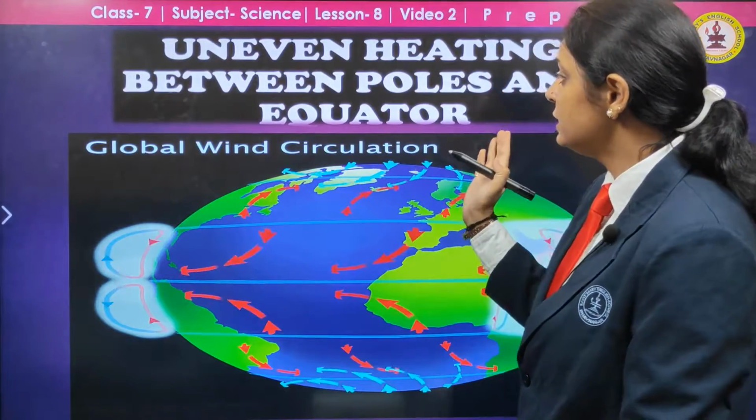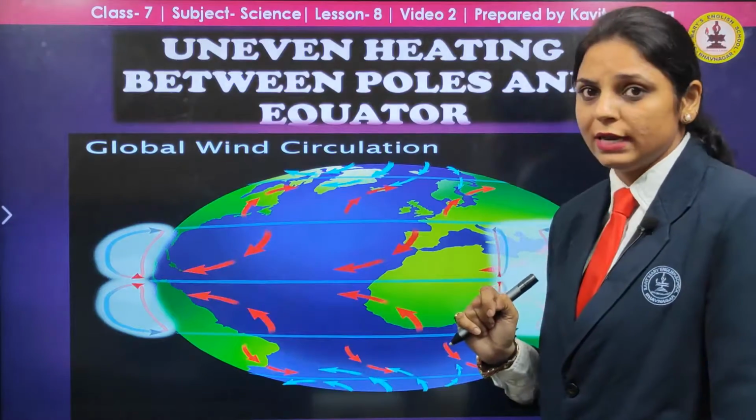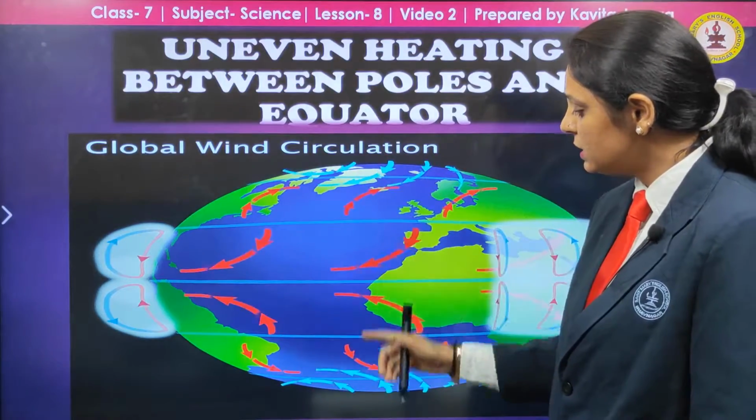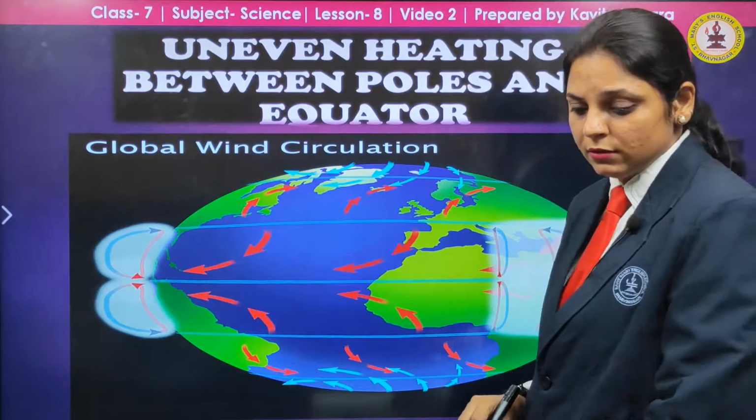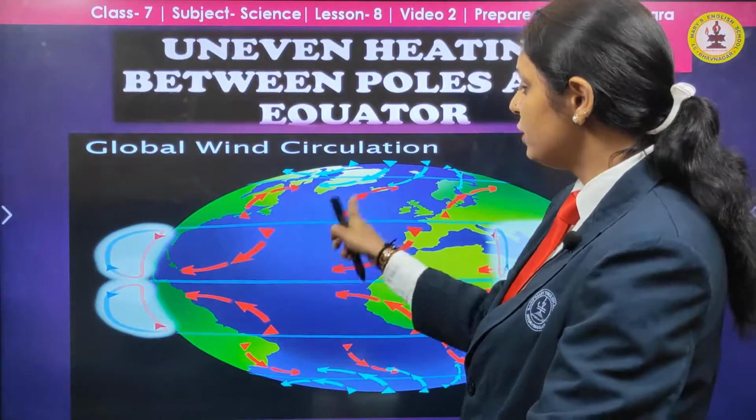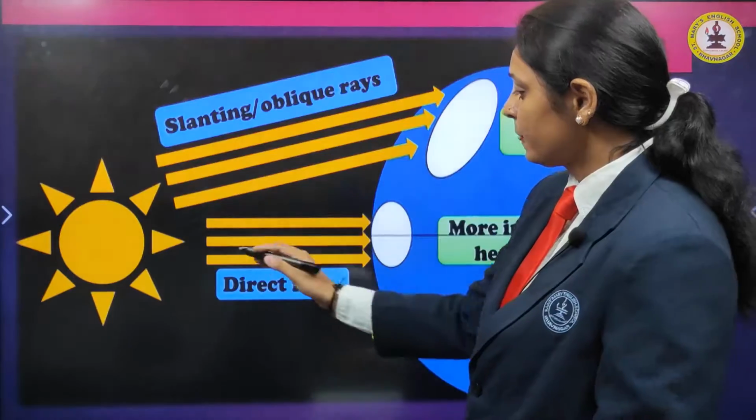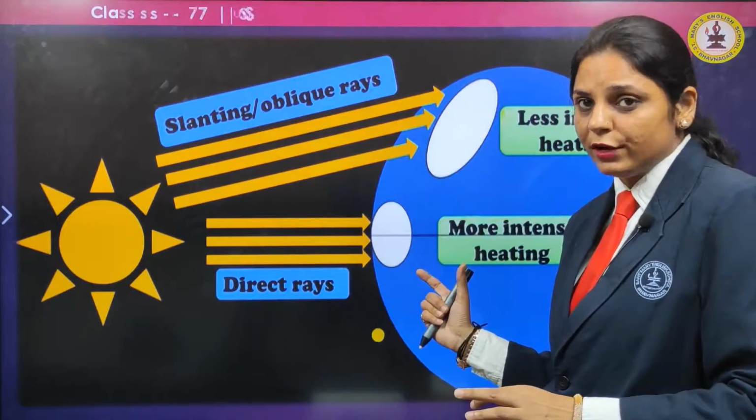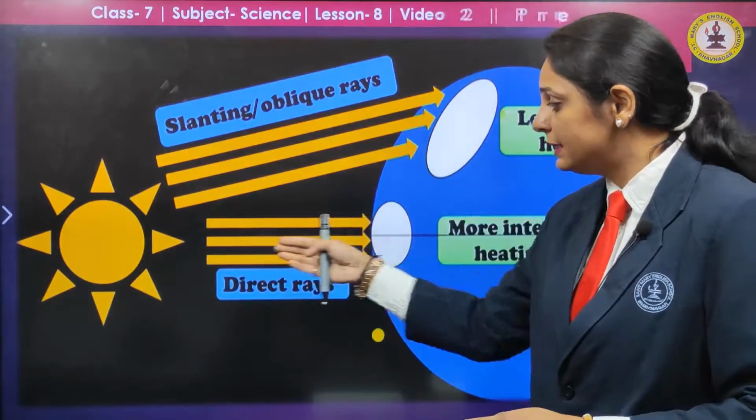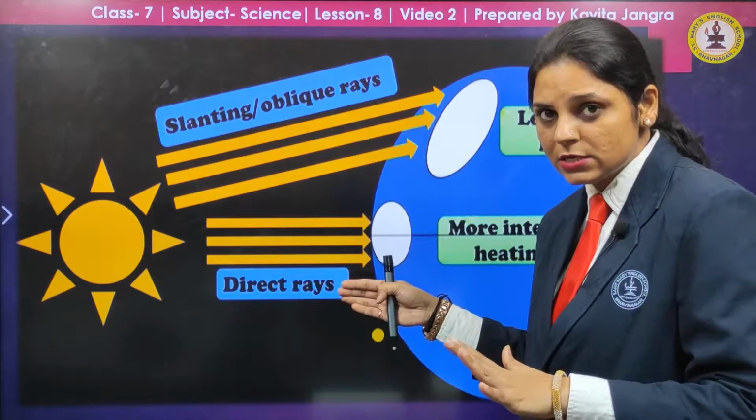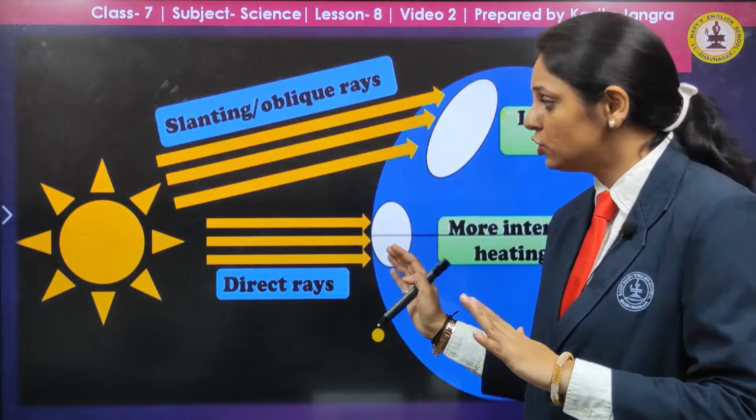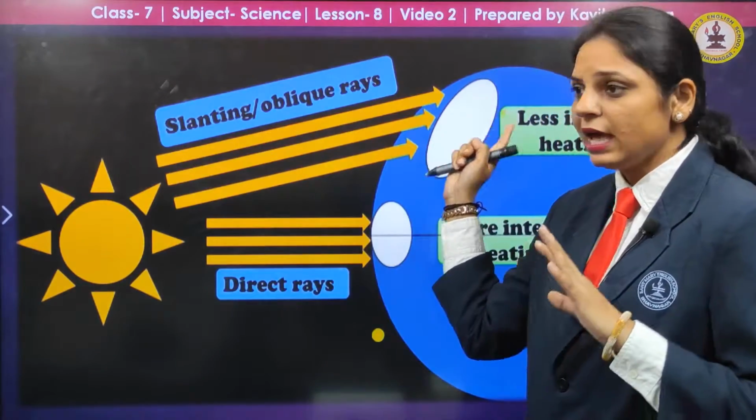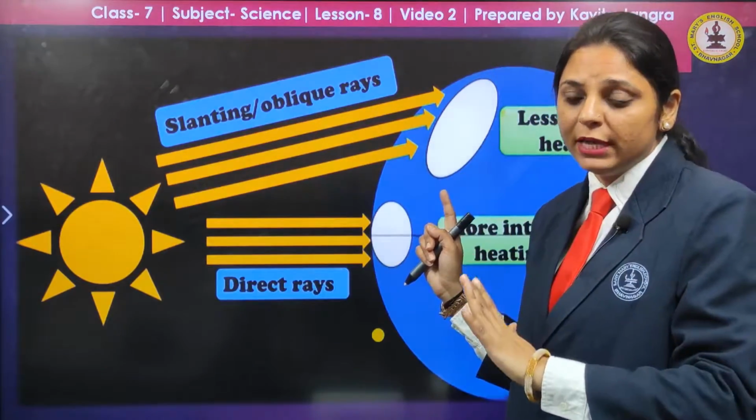Now we will understand the uneven heating between the equator and the poles. As you know, these are the poles and this middle one is the equator line. Let us understand how this movement of the wind occurs. As you see, in front of the equator line, the direct rays are coming. That means direct heat directly heats up the air present in this region, and the poles have slanting or oblique rays.